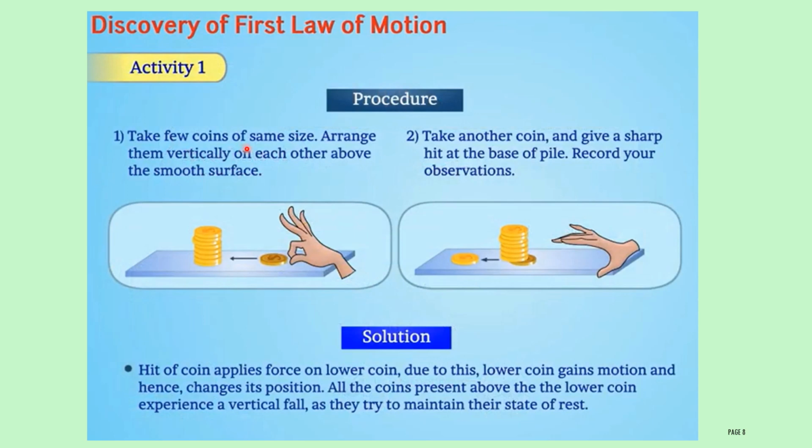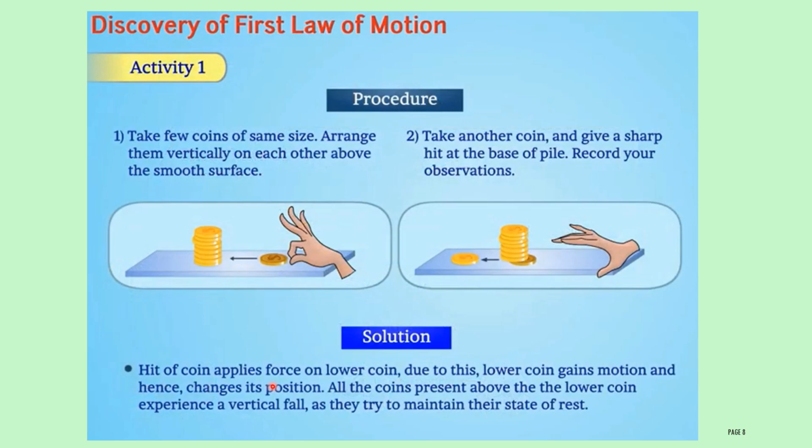Procedure: take a few coins of the same size and arrange them one above the other on a smooth surface. Next, take another coin and give a sharp hit at the base of the pile. Record your observation. Only at the base do you have to apply a force. Then what will you observe? Why does only the base coin move? Let us discuss here.